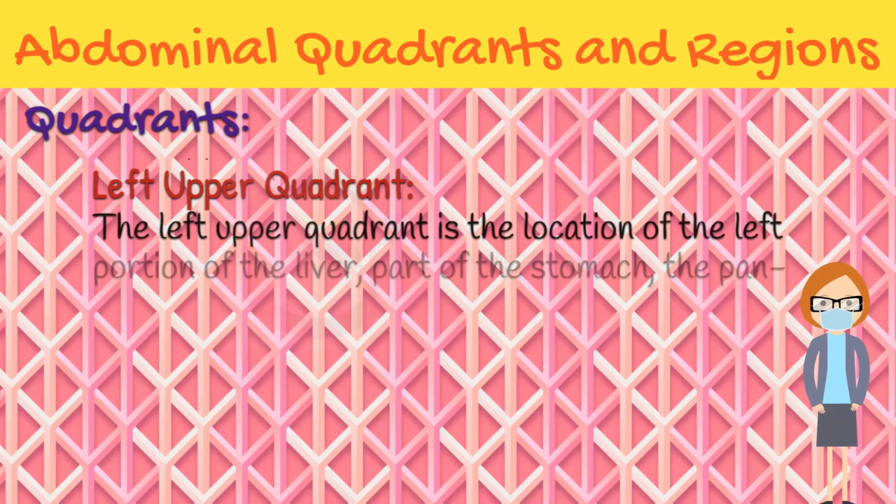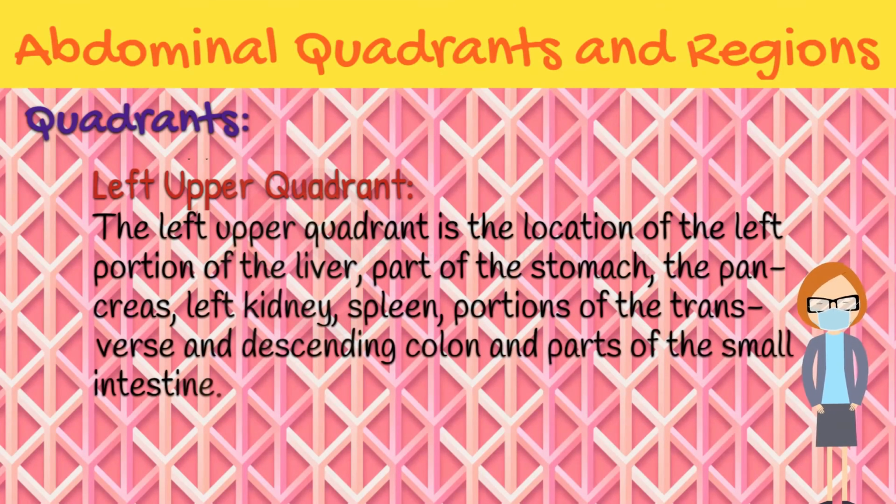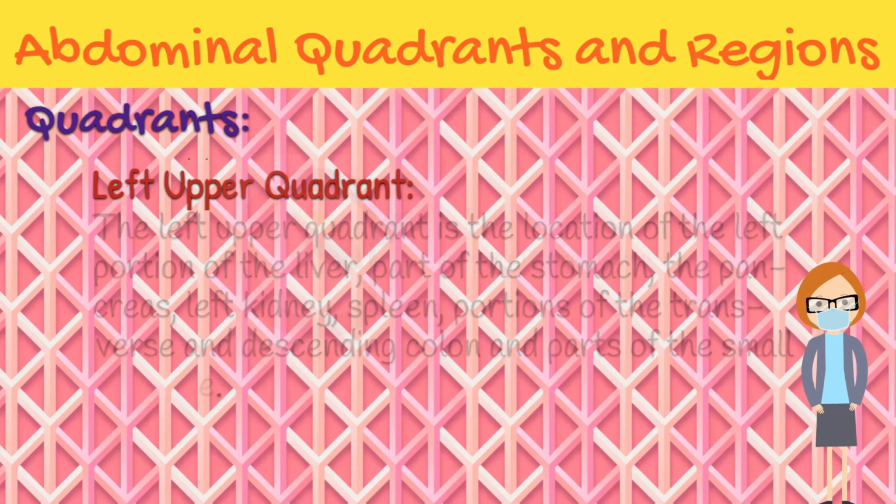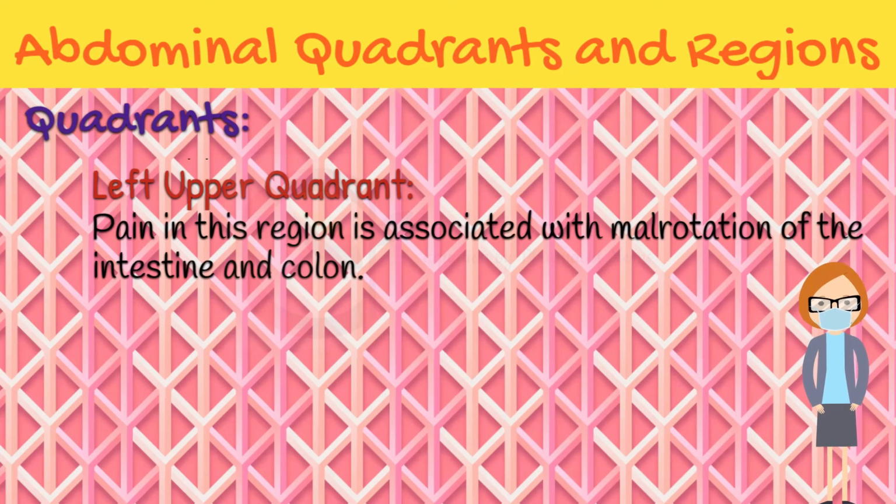The left upper quadrant is the location of the left portion of the liver, part of the stomach, the pancreas, left kidney, spleen, portions of the transverse and descending colon, and parts of the small intestine. Pain in this region is associated with malrotation of the intestine and colon.